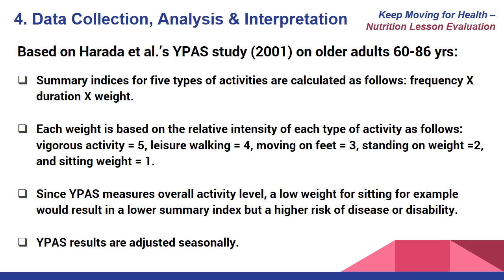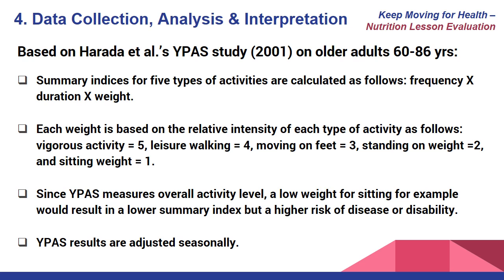All right, regarding the YPAS from Harada. Again, older adults, 60 to 86 years old. The way that is calculated is basically a summary index for different types of activities. They fit into 5 different domains of activity, but these calculations are based on frequency times duration times weight.